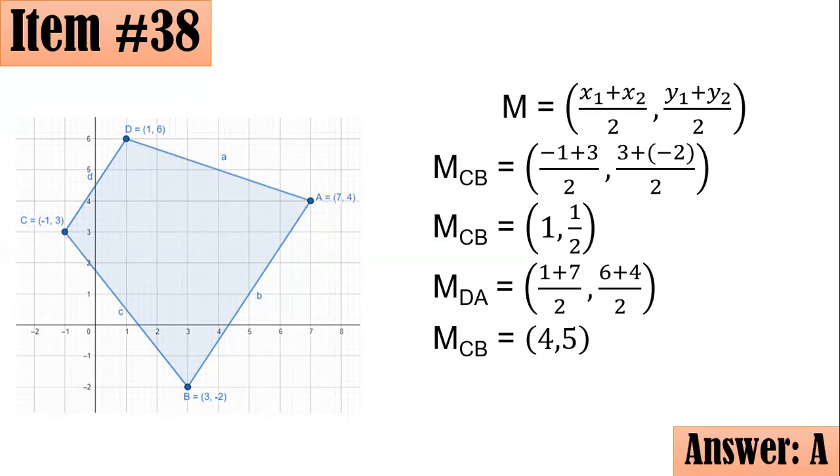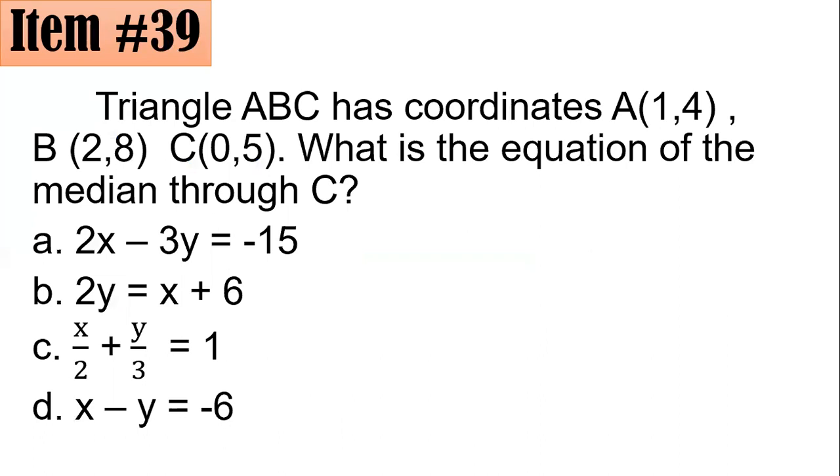All right. 39. Triangle ABC has coordinates A (1, 4), B (2, 8), and C (0, 5). What is the equation of the median through C? Which of these four choices do you think is the correct answer?